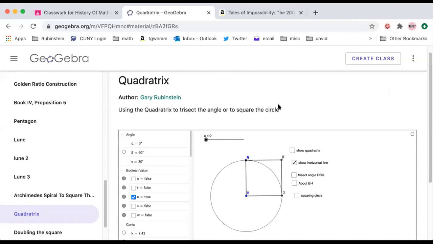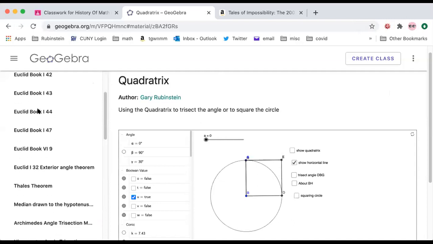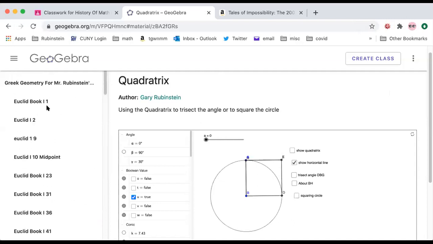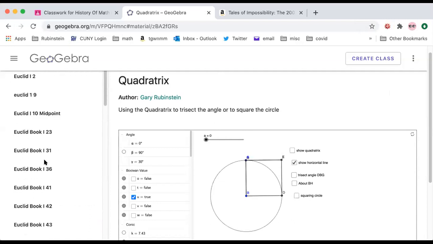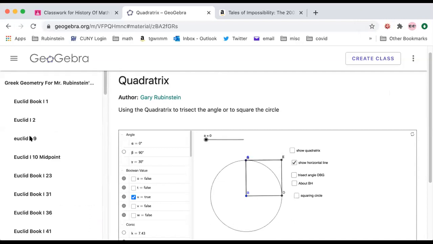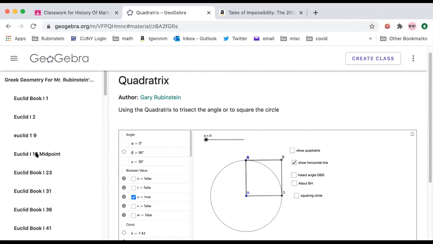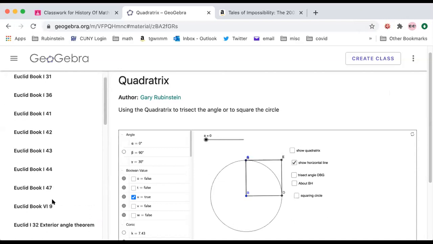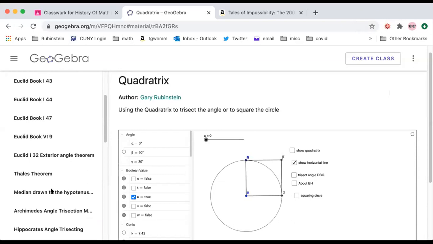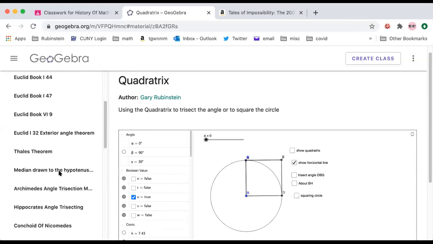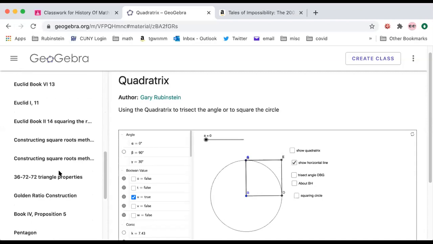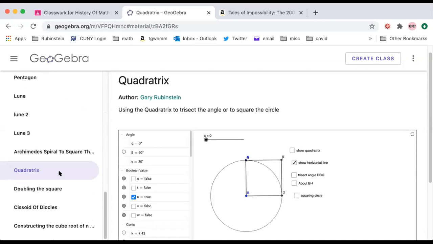Anyway, in that book, there's all these different constructions. Actually, a lot of it's the stuff that we did. Euclid 1-1, midpoint. I don't see angle bisector. There it is, 1-9 is angle bisector. 1-10 is midpoint. Pythagorean theorem is 1-47. Book 6, proposition 9 was dividing a line segment into n pieces. That is Thales' theorem. Okay, but now, where is my quadratrix? Here it is.